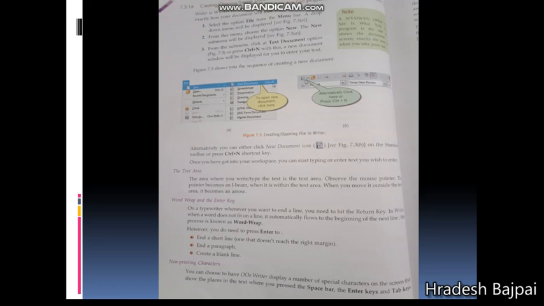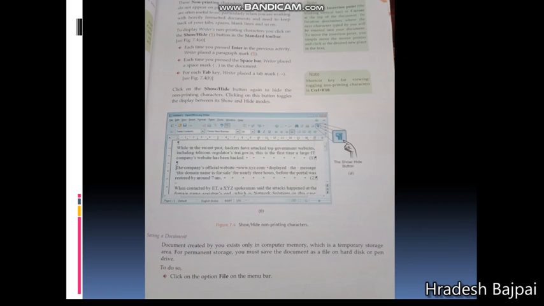Next point is the non-printing characters. You can choose to have OpenOffice Writer display a number of special characters on the screen that show the places in the text where you pressed the space bar, enter key, or tab key. This topic is about when you are instructed to follow very strict formatting. Whenever we give a space, or press the tab key, we can't see any symbol on the screen showing how many spaces we have given, or how many tab or enter keys we have pressed.